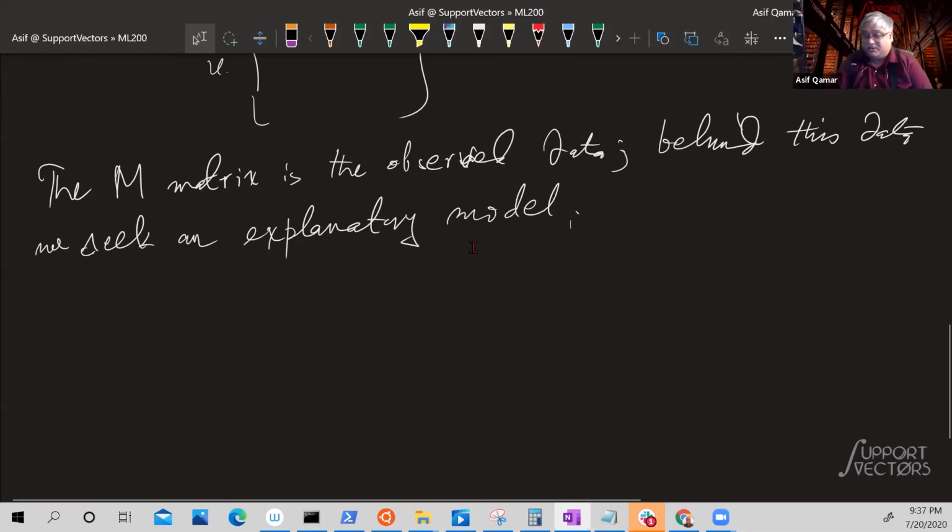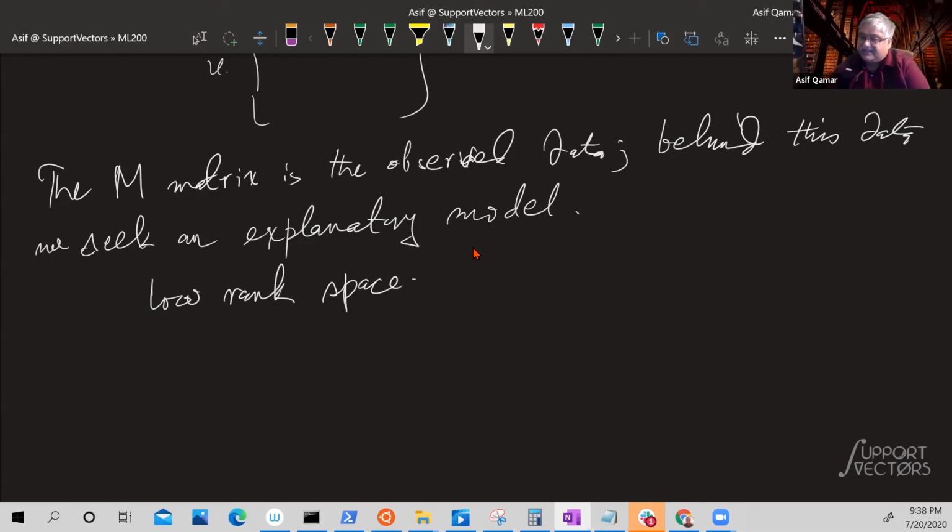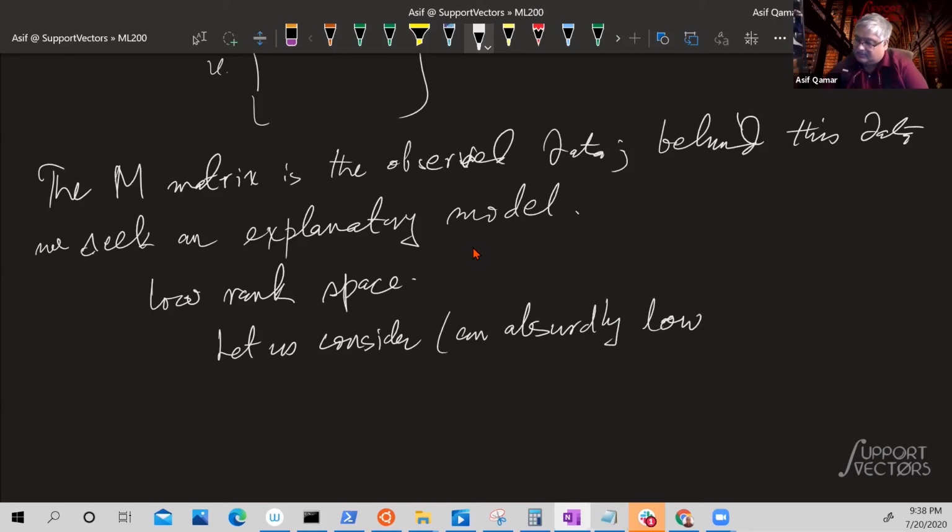Let me sort of give it like this. What you hypothesize is a space of low dimension. People often use the low rank space, which means a lower dimension space. So I'll illustrate it with an example by trivializing it down to 2 dimensions, an absurdly low two-dimensional space. So suppose there are only 2 factors that matter.